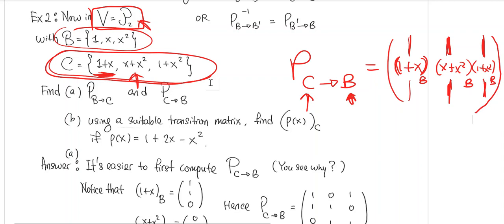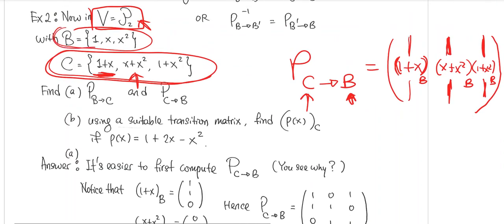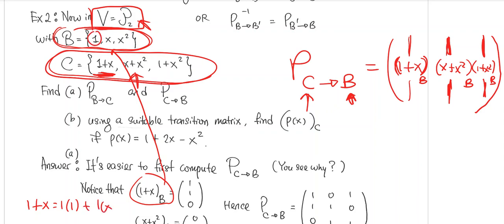Okay, so how do we compute that? Easy. Why is it easy? Because B is the standard basis. So if you take 1 plus x and you want to find the coordinates of 1 plus x with respect to this basis B, 1 plus x is obviously 1 of the 1, 1 of the x, and then 0 of the x squared.